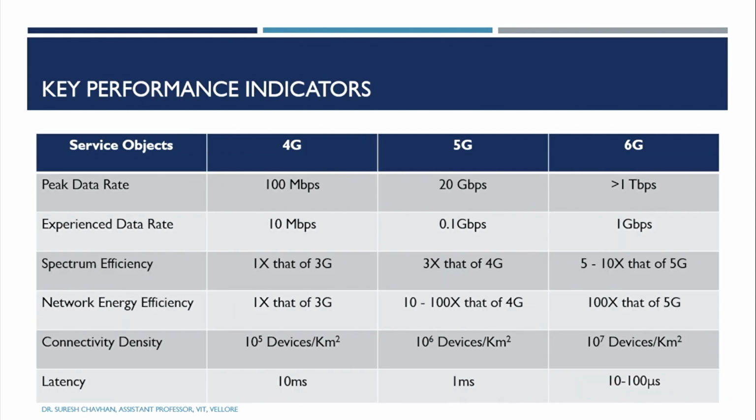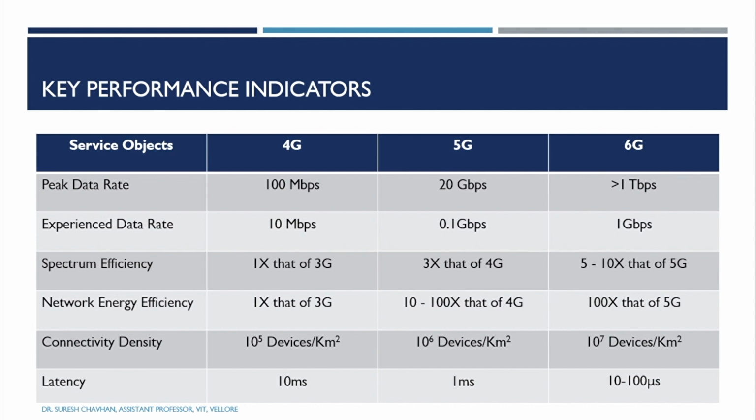And key performance indicators of these generations are, in terms of peak data rate, 100 Mbps in 4G, and 20 Gbps for 5G, and more than 1 terabytes per second in 6G. Just think about 1 terabytes per second. Even our laptop doesn't have that much memory, right?